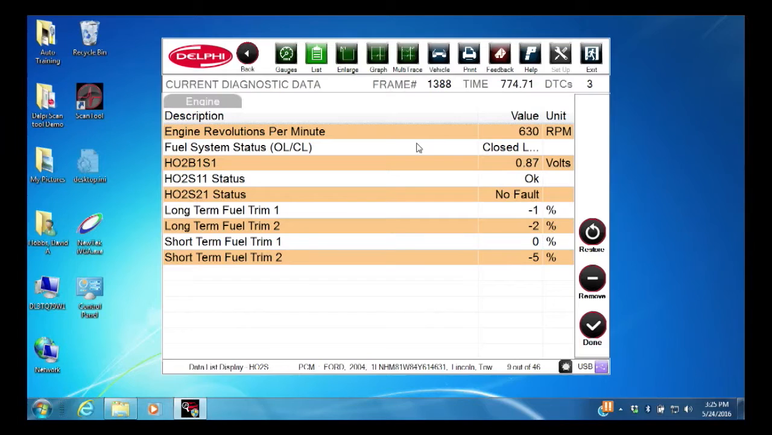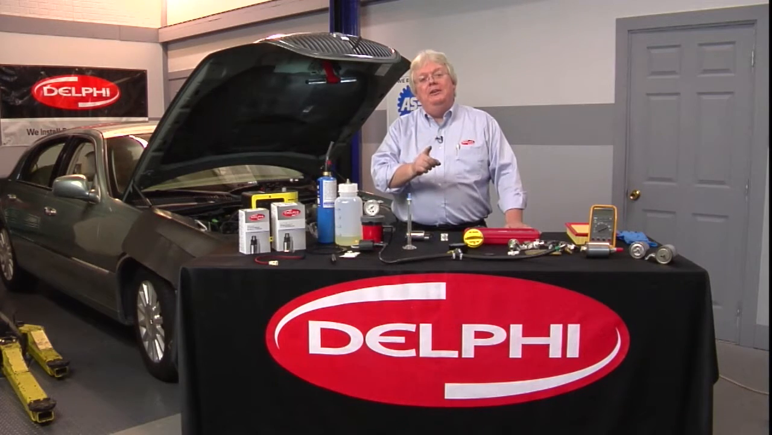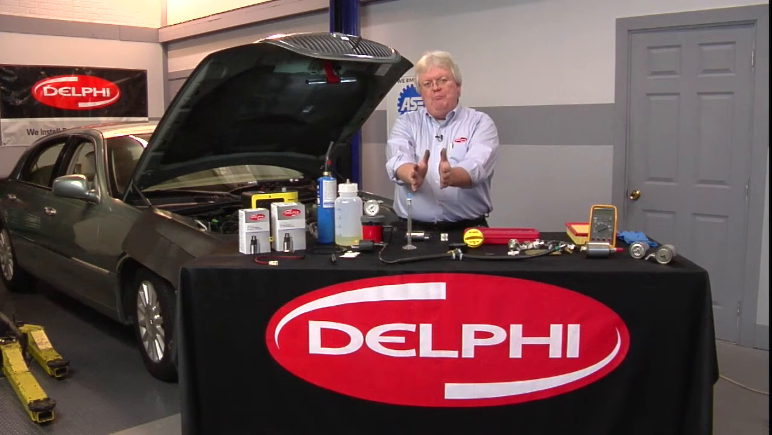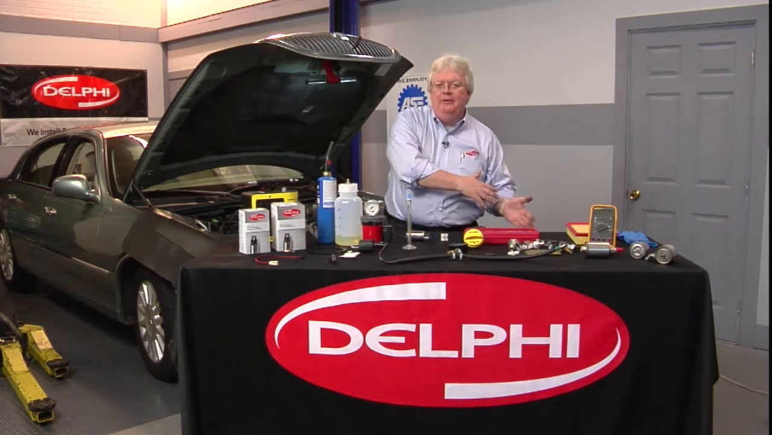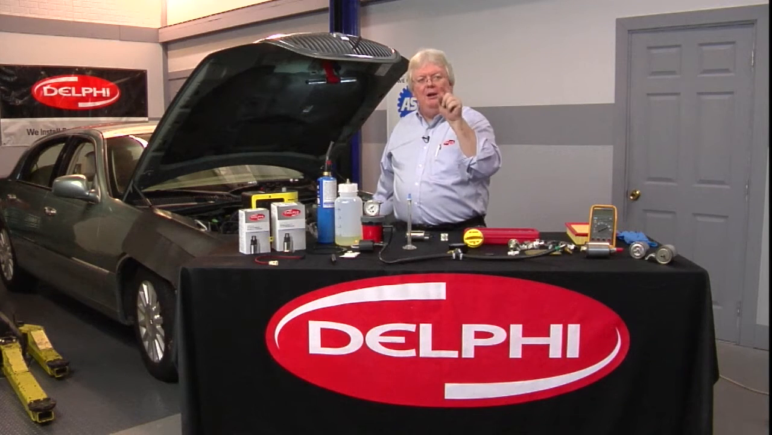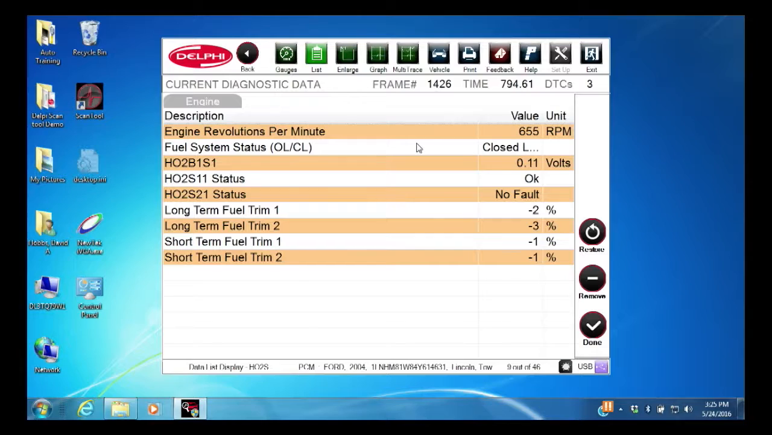I'm no longer having the negative numbers taking fuel away. A little bit negative, but not too bad. I think we just discovered we have an airflow restriction causing this Lincoln to run rich and fuel trim numbers to go low, and O2 to run higher. Now we're looking better. We're in better control. We need to look at this air filter.